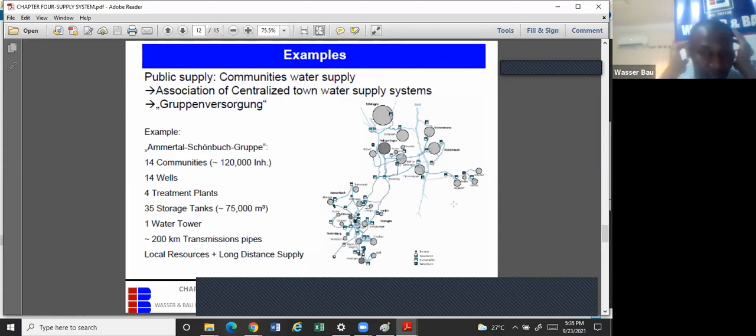So this is an example of a community water supply system. Here in a city, you see that the city is made up of 14 communities, with a total of 120,000 inhabitants. They have about 14 wells. 14 communities, 14 wells. That means every community has one well. Then they have 4 treatment plants. Then they have 35 storage tanks, meaning an average of 2 per community. And then they have 1 water tower and 200 kilometers of transmission pipe and other local resources.